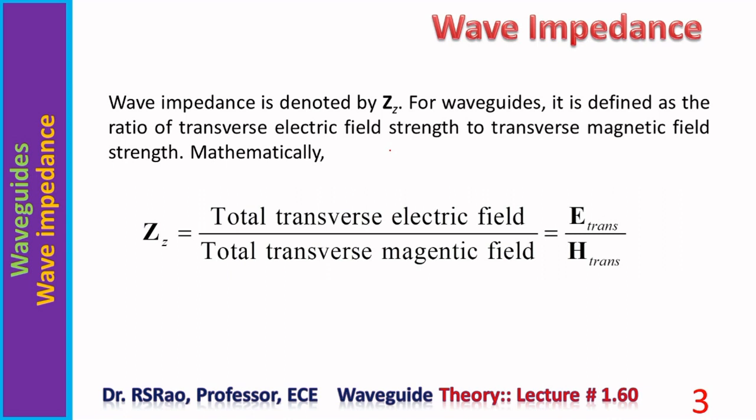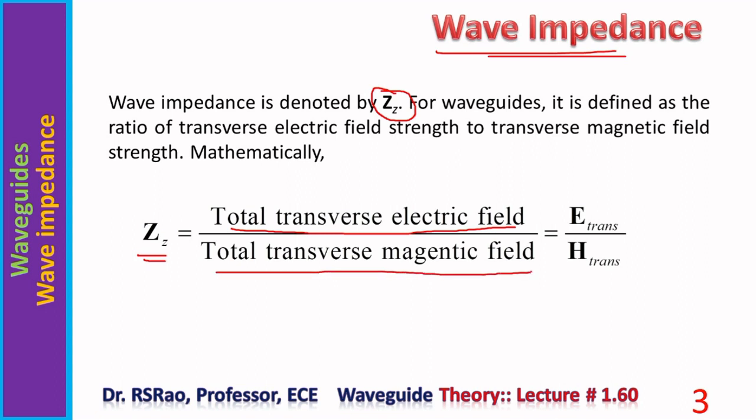Now let us focus on wave impedance. Wave impedance is denoted by Zz. Z stands for impedance, small z is the subscript for wave impedance. For waveguides, it is defined as the ratio of transverse electric field strength to transverse magnetic field strength. Mathematically, Zz is total transverse electric field by total transverse magnetic field, E trans by H trans. Trans means normal to the direction of propagation.